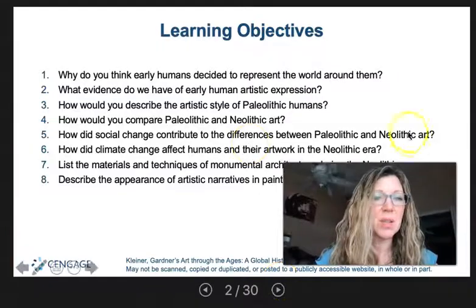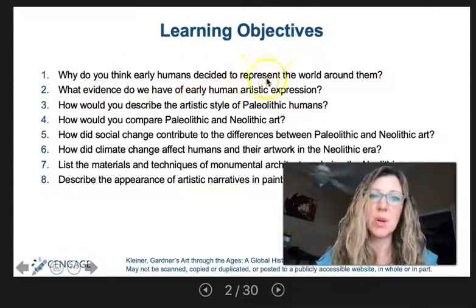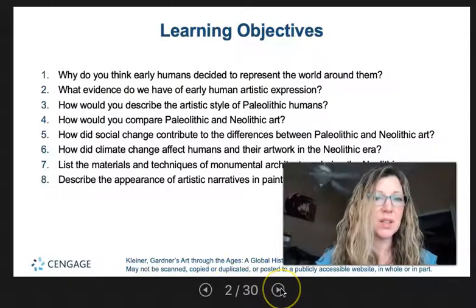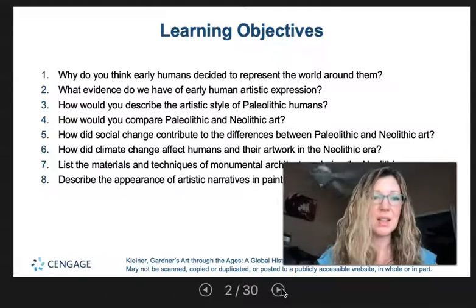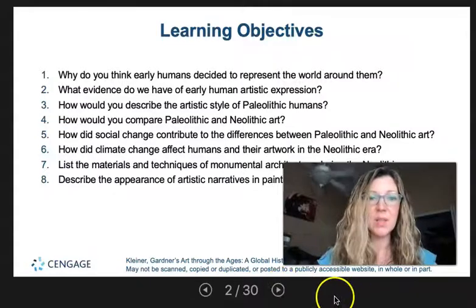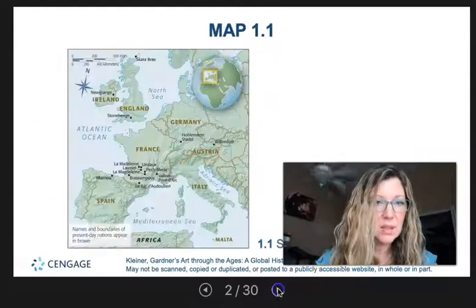Okay, so these are our objectives for the chapter. Why do you think early humans decided to represent the world around them? How did they go from recognition to representation? That was where the first artist was recognized.